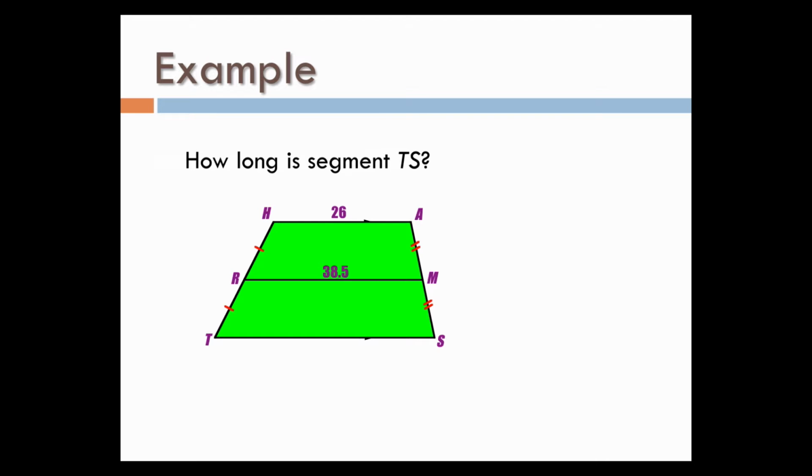Trapezoid, right, because these are different lengths. So R and M are the midpoints. In this case, I gave you the length of that midsegment. And so I'd like to find out the length of TS.